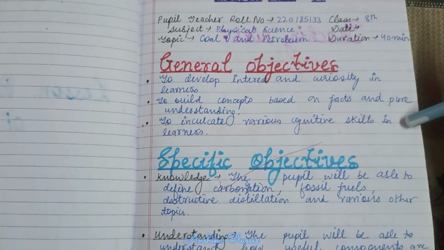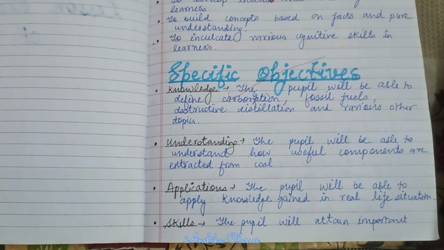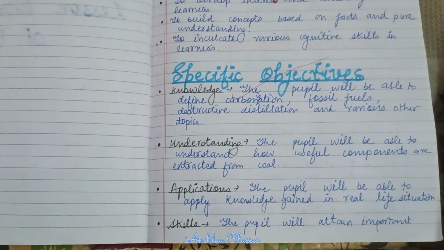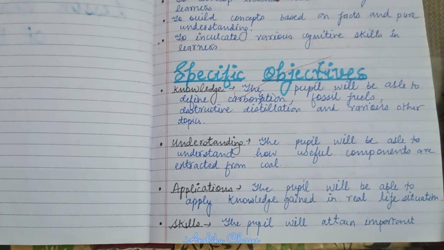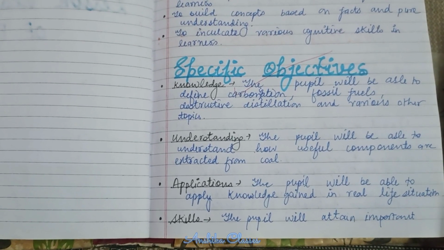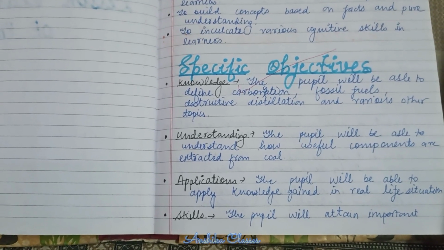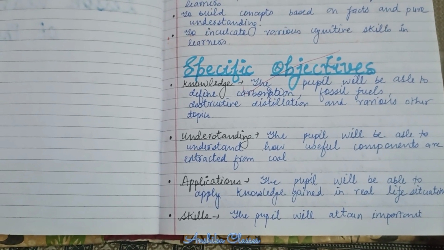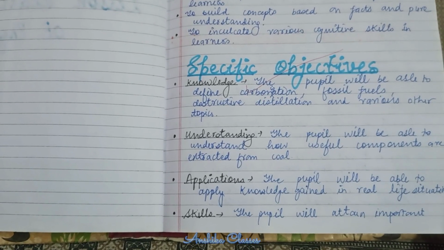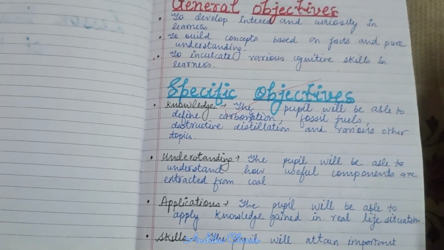Then the specific objectives. The pupil will be able to define carbonization, fossil fuels, destructive distillation, and various other topics. The pupil will be able to understand how useful components are extracted from coal. Application: the pupil will be able to apply knowledge gained in daily life situations. Skills: the pupil will attain important skills by the end of class.